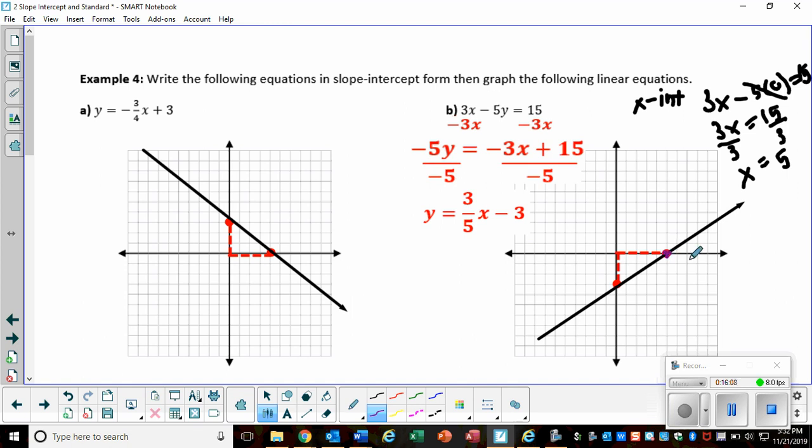Okay, and then I can do the same thing for the y-intercept, but this time I'm going to plug in 0 for the x. Sorry, I'm taking a really long time. So I have 3 times 0 minus 5y equals 15. Again, sorry about my handwriting. This will cancel out, so I'm left with negative 5y.